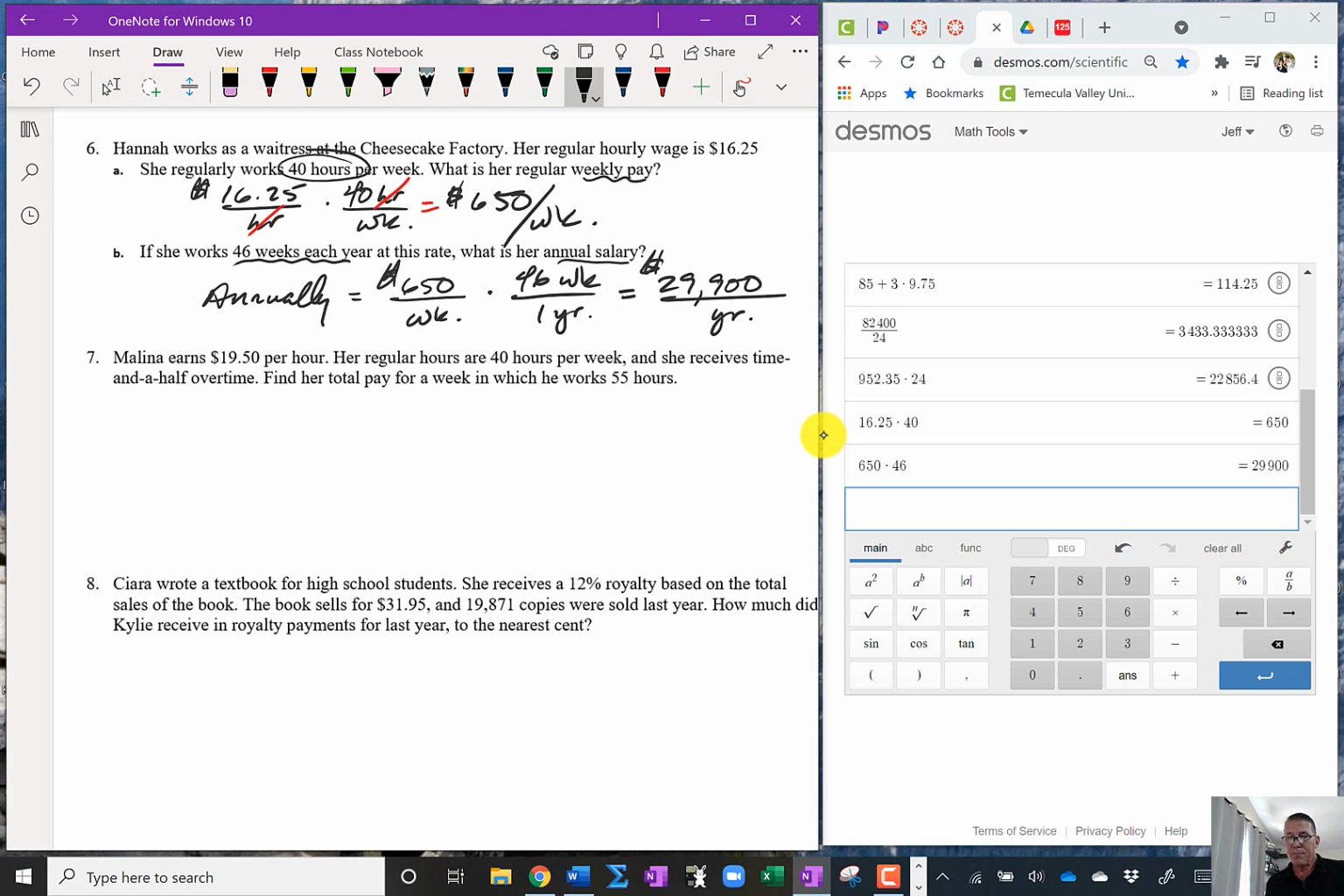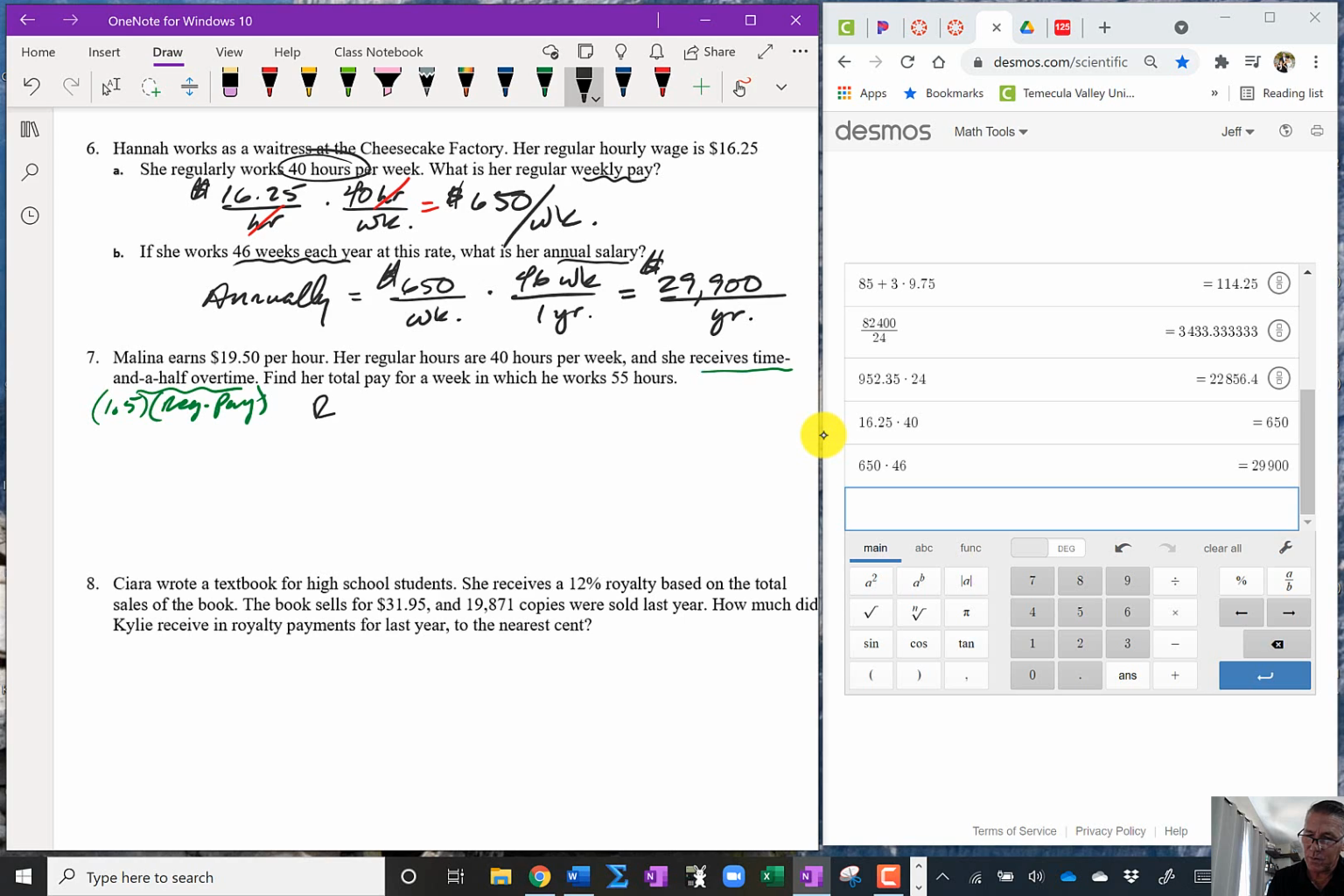Okay, number 7. Suppose Melina here earns $19.50 per hour. Her regular hours are 40 hours per week, and she receives time and a half overtime. Not double time, but time and a half. That's 1.5 times regular pay. That's what time and a half means. We want to find her total pay if she works 55 hours. So let's step this out. Let's figure out her regular pay.